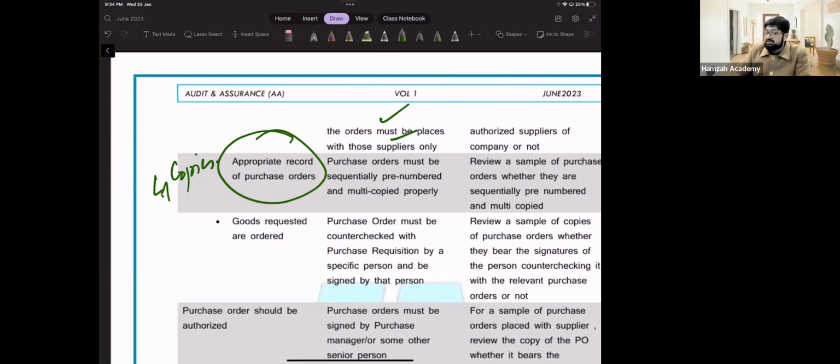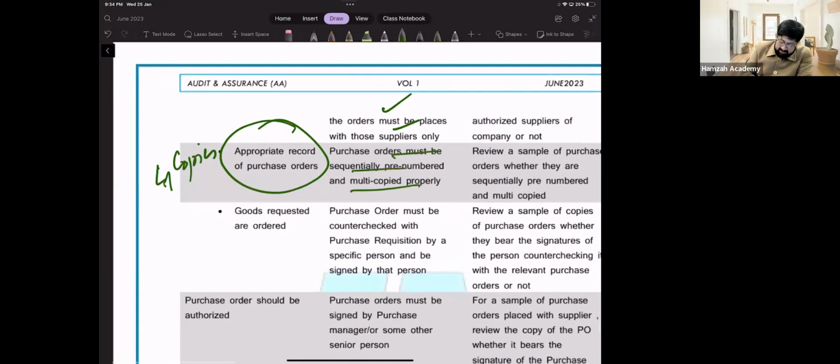But there is purpose of these copies. You will see. So purchase order should be sequentially pre-numbered and multi-copied. Sequentially pre-numbered, printed number on that, so that if it goes missing, it can be traceable.